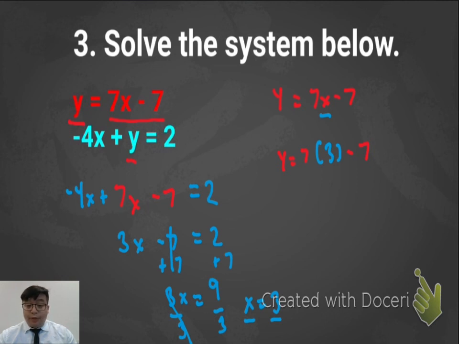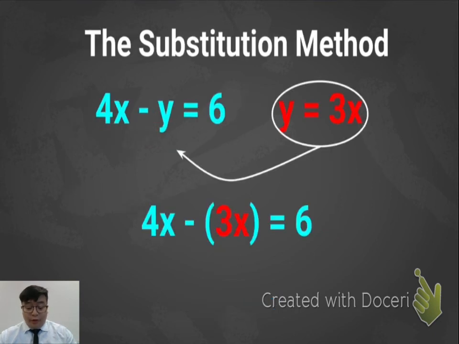What's 7 times 3? 7 times 3 is going to be 21 minus 7. And what's 21 minus 7? Y is going to be 14. So I know that the point 3 comma 14 is going to be a solution to this system. So in conclusion, what the substitution method is, if I know that y is equal to something, every time I see the letter y, I can switch it out with whatever it's equivalent to.